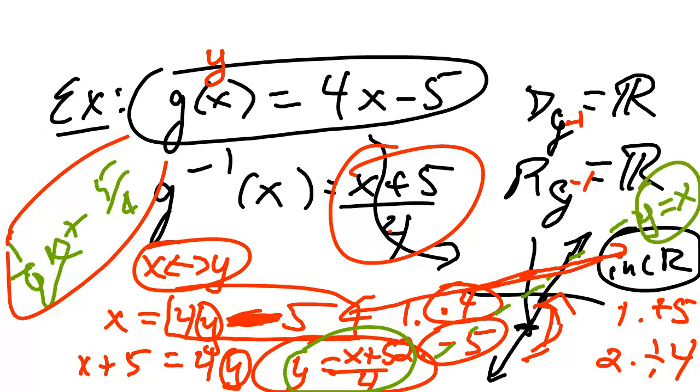So just because you take an inverse of an increasing function, it doesn't flip it and guarantee that it makes it decreasing necessarily. It could, but in this case, it doesn't. So I just wanted to point that out so that you don't start inventing rules that don't exist.